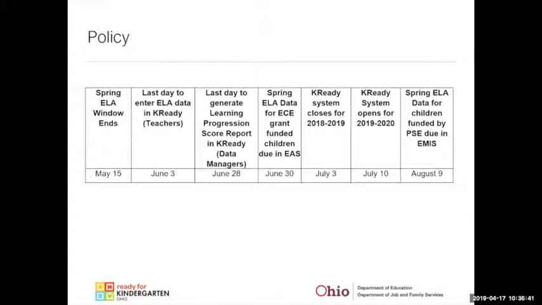This is just another way to look at that. If you like a chart, kind of like a calendar type look, these are the dates that we are recommending. The really hard stop is July 3rd when the KReady system will close.